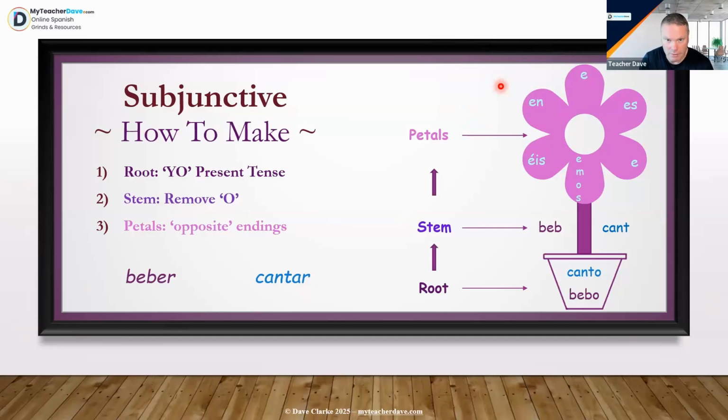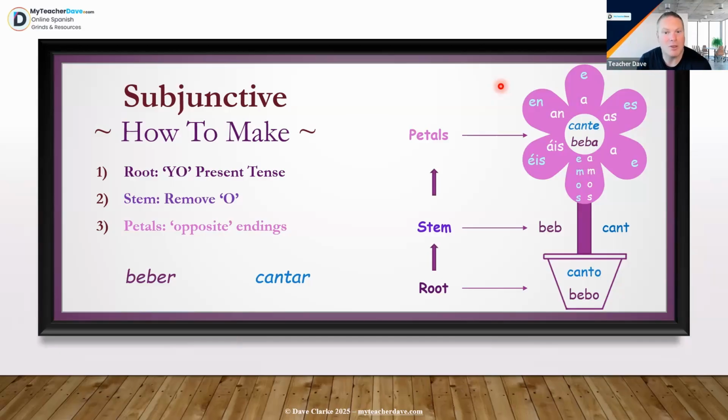For our regular verbs in the AR category, we have a, as, a, amos, ais, an. So just to take two examples of these two verbs completed in the subjunctive, we would get cante and beba.